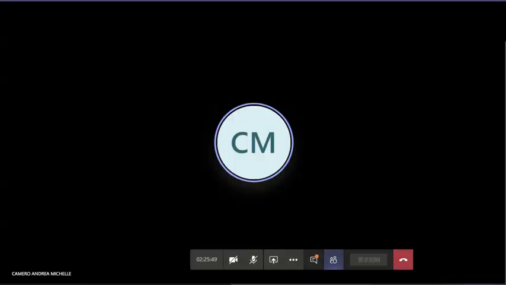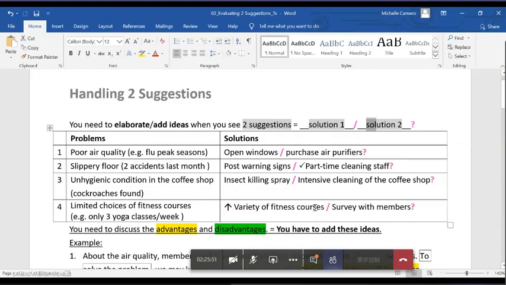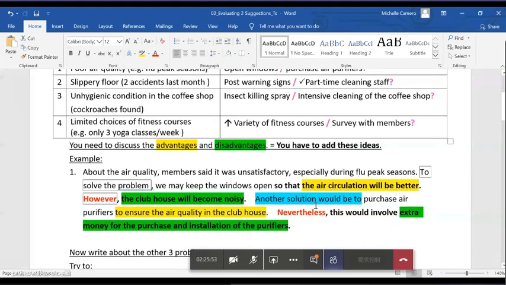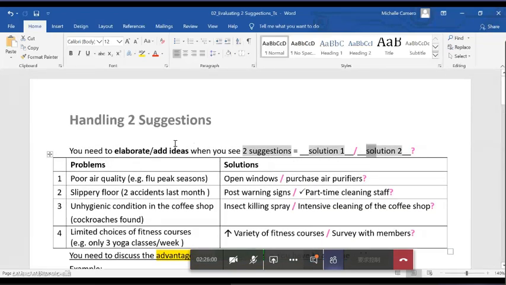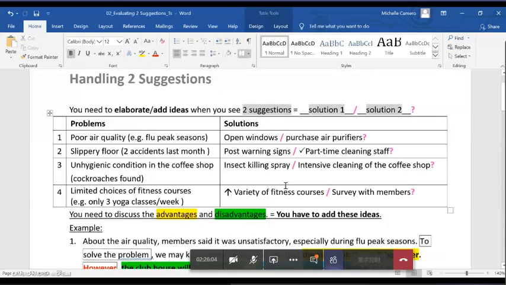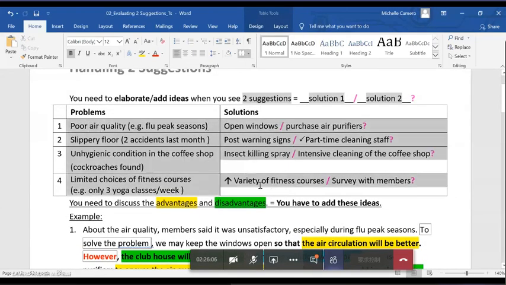Okay, here it is. So this is the highlighted teacher copy. Again, I haven't sent this to you yet. So tomorrow I will be sending about 2 or 3, maybe 3 or 4 documents to you. This will be one of them. So remember, you need to add ideas when you see the two solutions, when you see the forward slash and question mark. All right, so for the first one, we've got 4 problems.